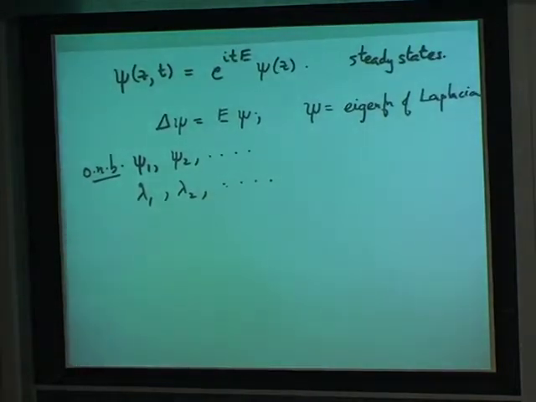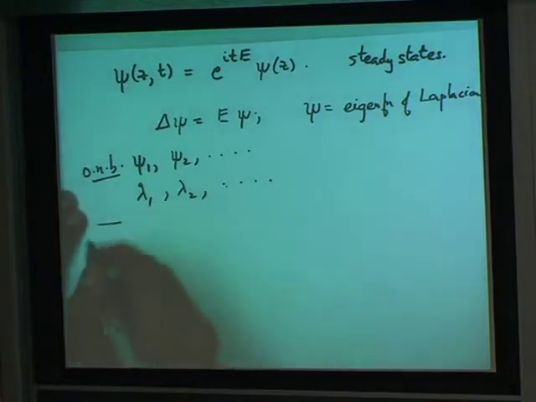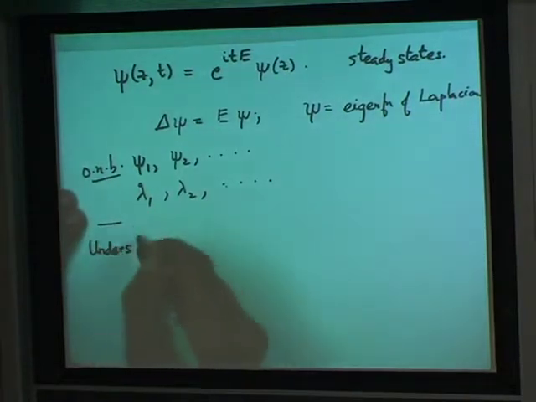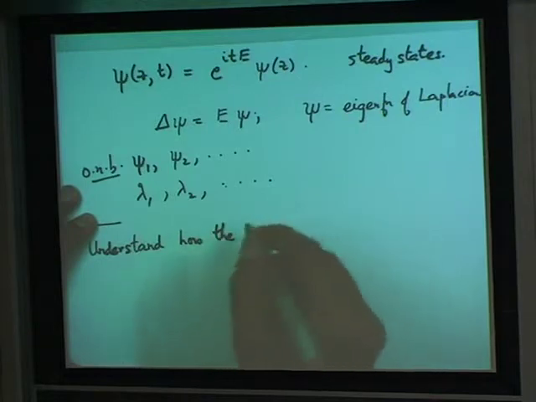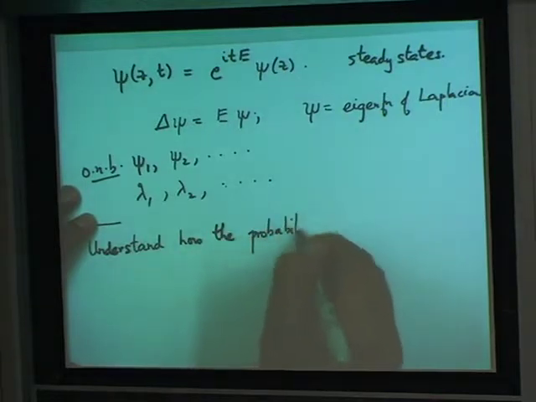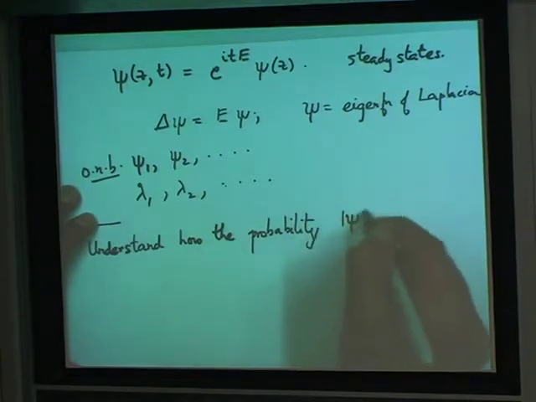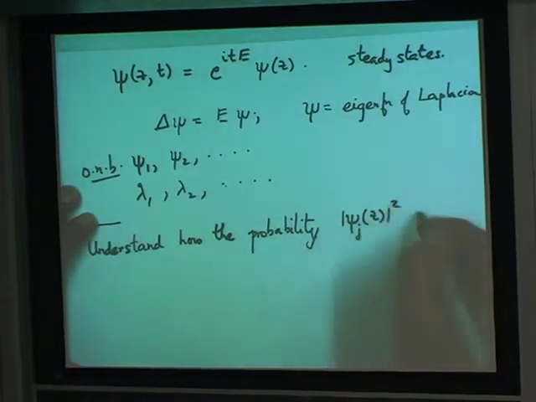You could ask a number of questions in this context. You could want to know how many eigenvalues there are up to some height. You might want to know what the distribution of the spacings between eigenvalues is. Questions like that, which in general we have very little understanding of. But the question that I'm going to focus on is to understand how the probability, which is |psi_j(z)|^2, is distributed on the region.